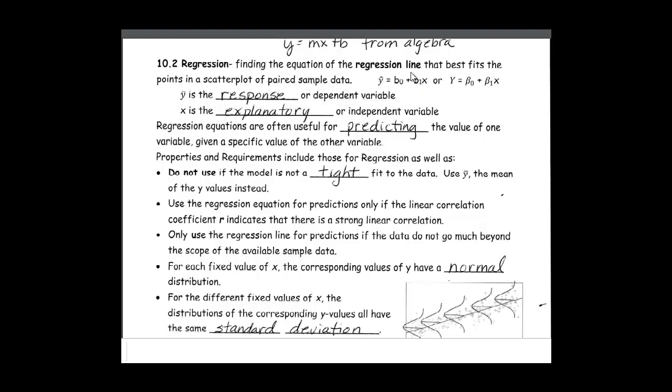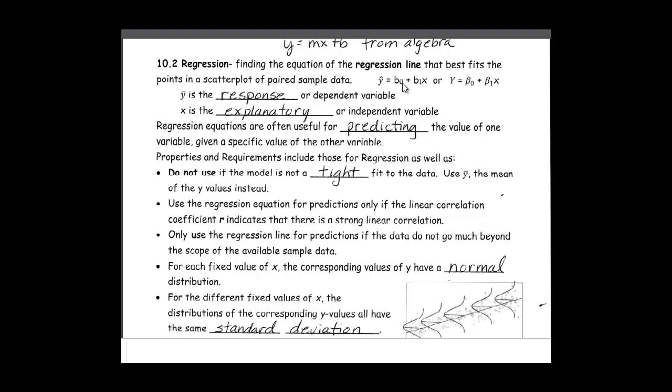Our first equation would represent our sample, the equation for our sample data. We have y hat is equal to b0 plus b1 x. If you're creating the equation for your population, it would be capital Y is equal to beta 0 plus beta 1 times x. Now, I want you to recognize that we're going to look at the sample one most usually.